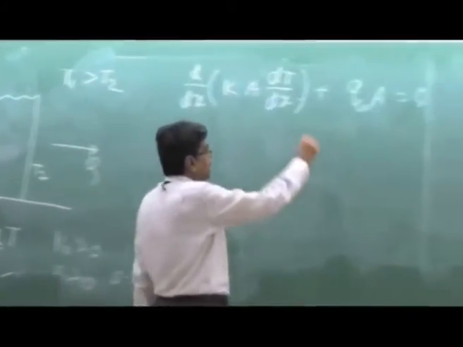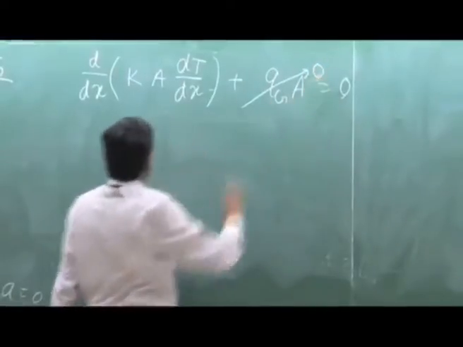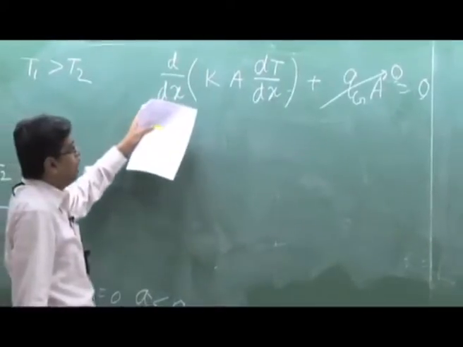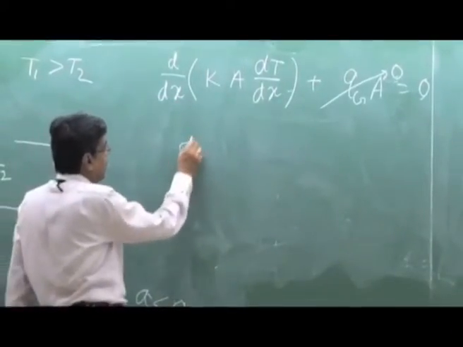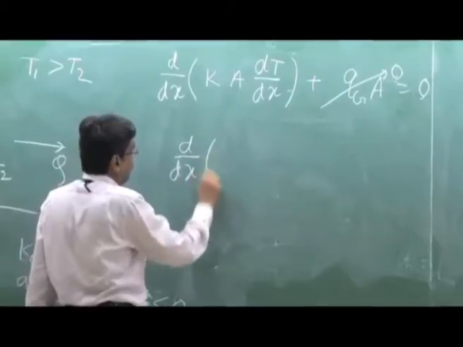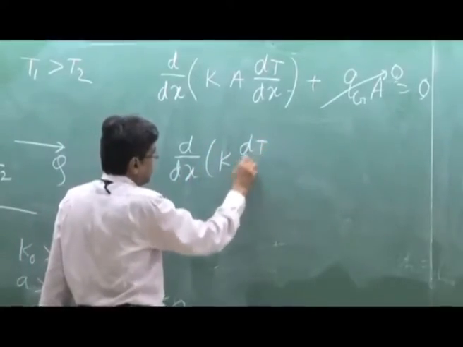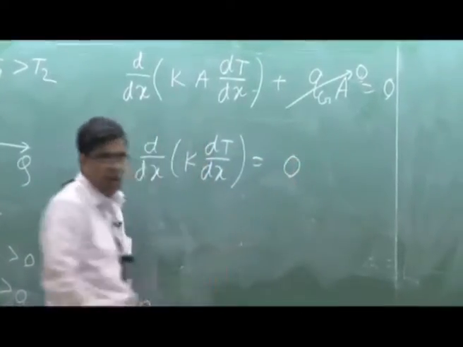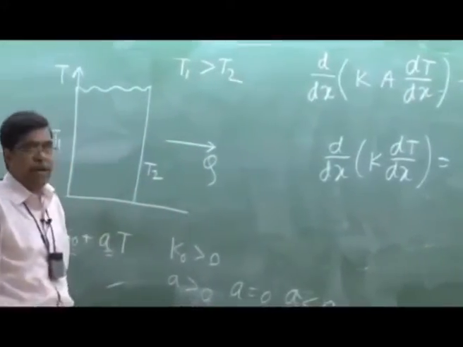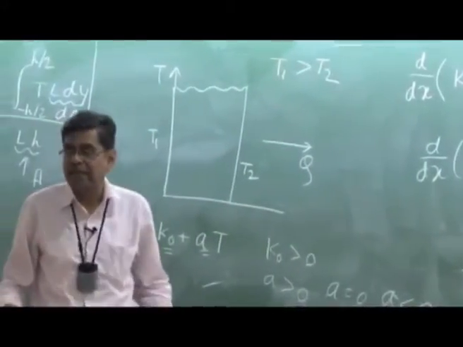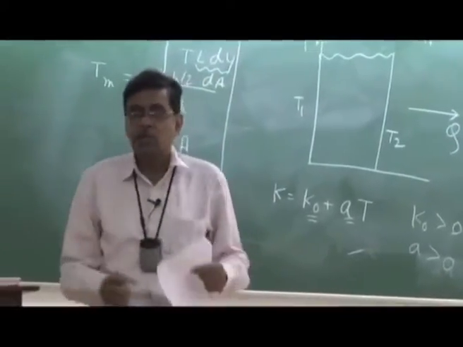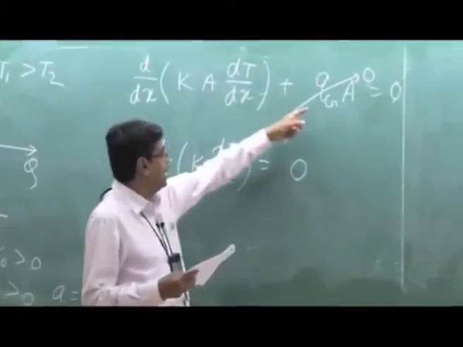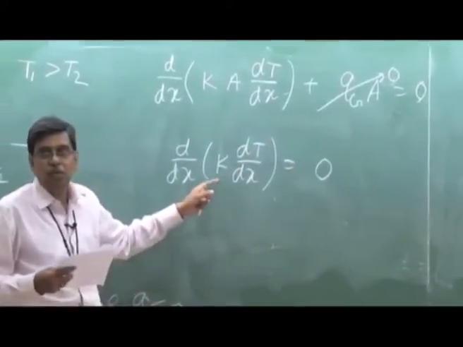When there is no heat generation, this is 0. When there is no variation of area, then area will come out, and then d/dx of (K dT/dx) is equal to 0. And when K is constant, d²T/dx², that is d/dx of dT/dx, is 0, which means dT/dx is constant. So stepwise you will do. Now here, since it is a plane wall without heat generation, I can start from here.